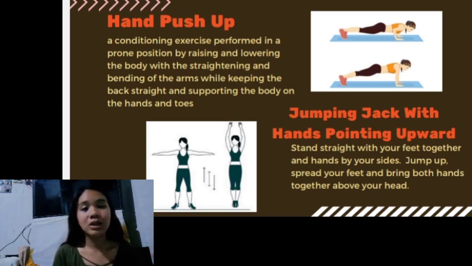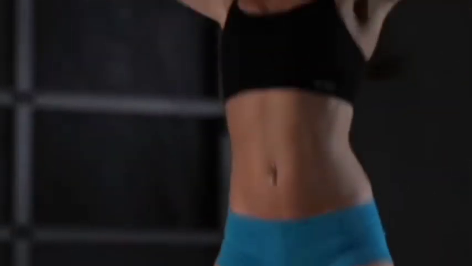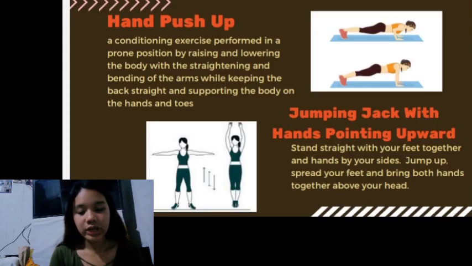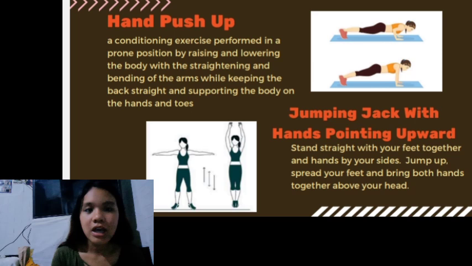The next one is the jumping jack. Jumping jack, hands pointing upward, like that. Stand straight with your feet together, hands by your side. Jump up, spread your feet, and bring both hands together above your head. So that is the definition of jumping jacks.